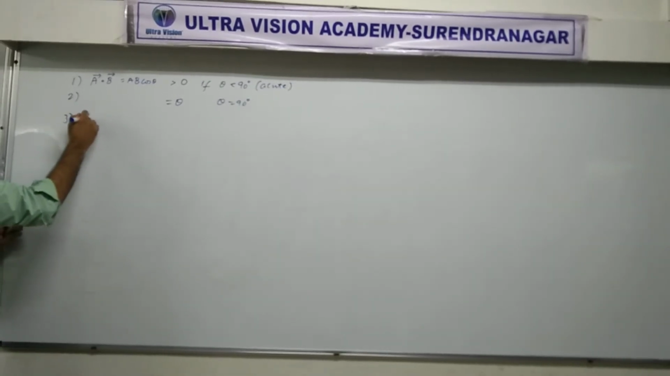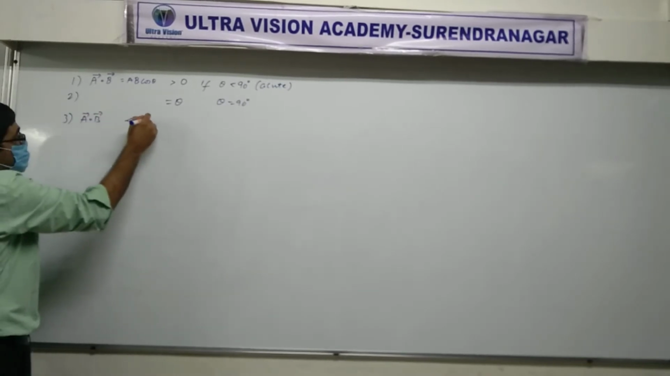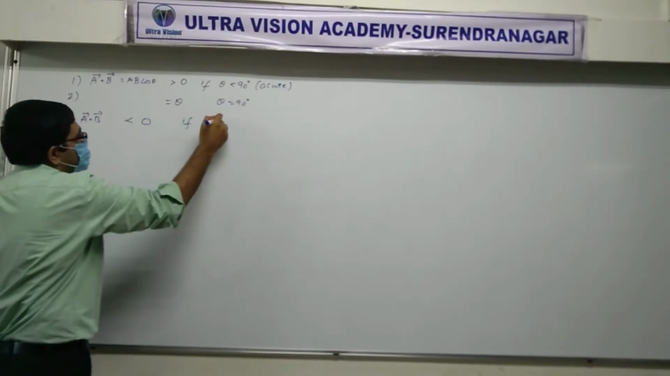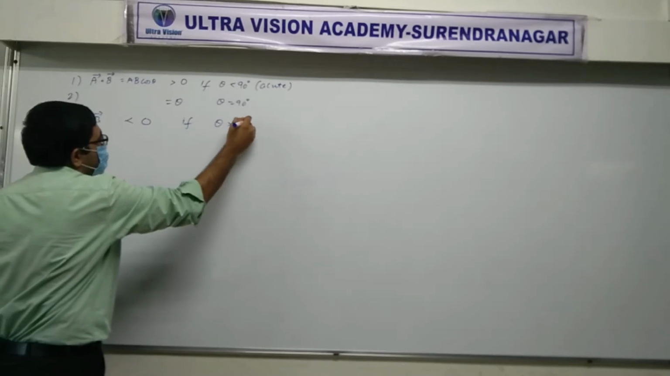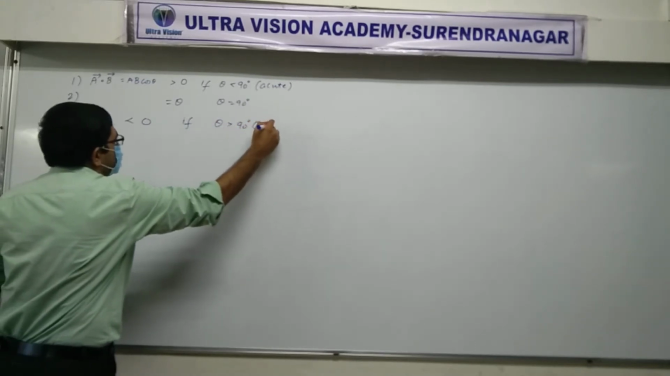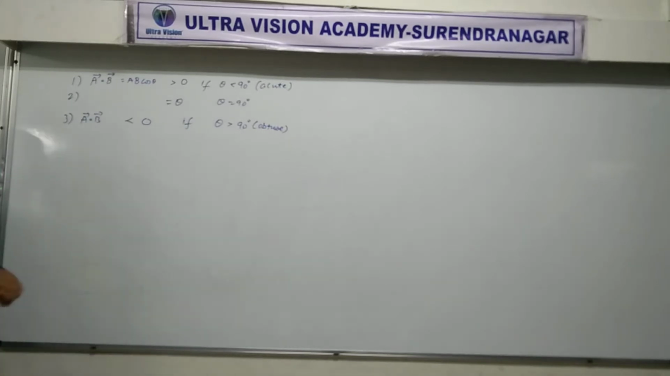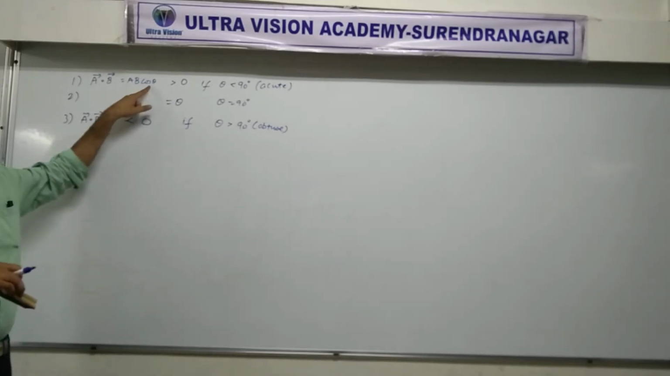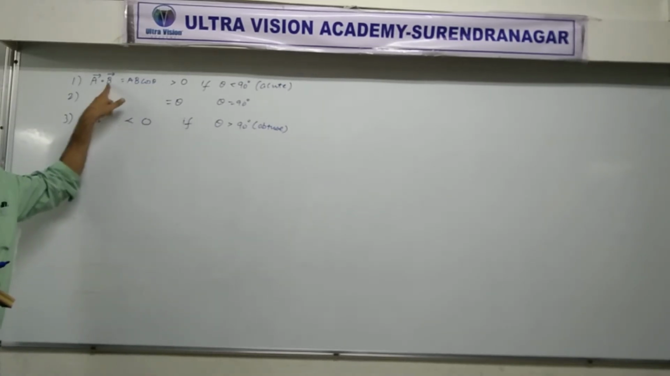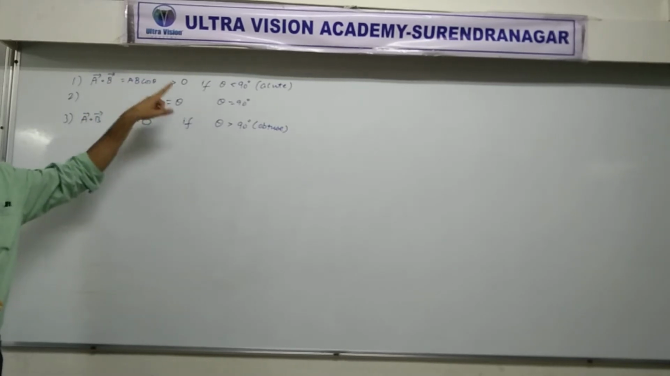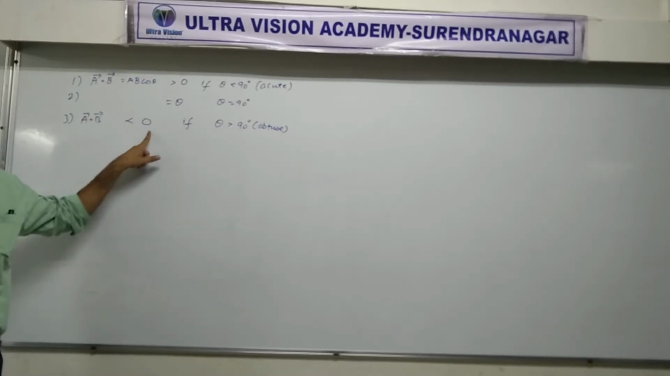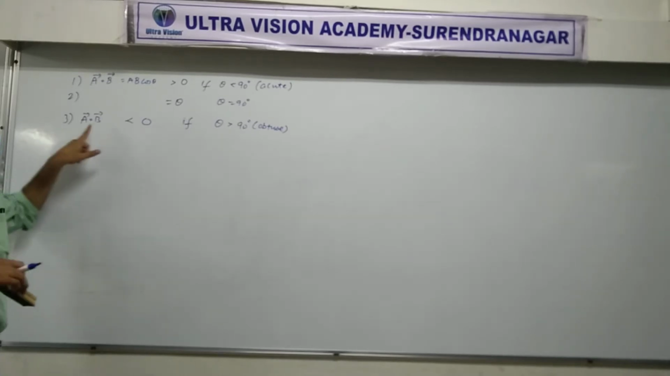A vector dot B vector will be less than 0, negative. When will it be negative? If theta is greater than 90 degrees. Did you understand all the 3 points? You remember the table values? What is cos 120 degree? Negative value. So if cos is negative, then obviously A vector dot B vector will also be negative.